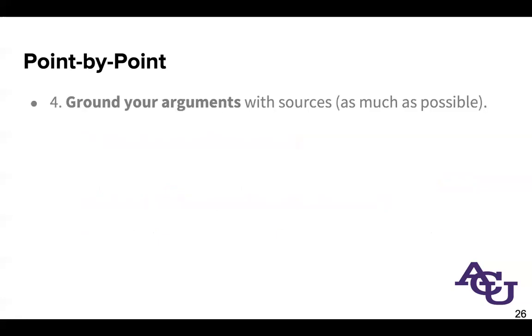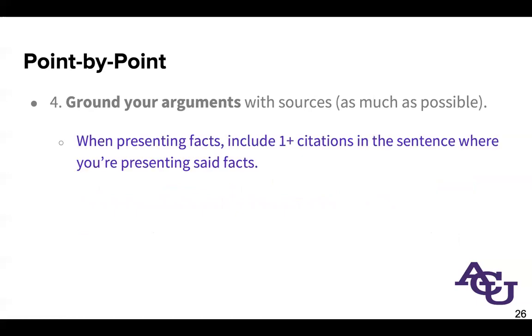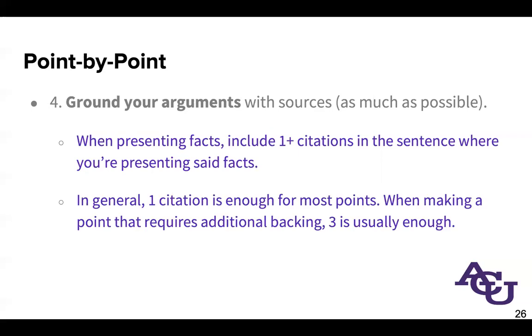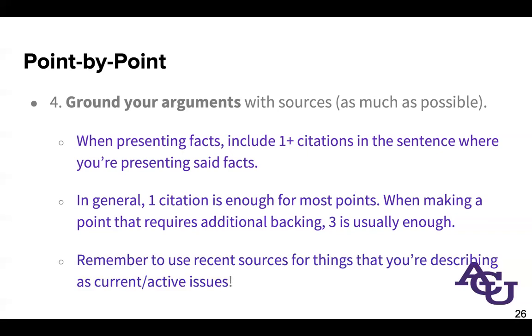All right, grounding your arguments with sources. So when you're presenting facts, you want to include one or more citations in the sentence where you're presenting those facts. Usually one is enough, but if your claim is that several sources show this, or several studies have found that, it would generally help your argument to show that there are, in fact, several studies by including the citations for them. Now, in general, one citation is enough for most points, but like that example involving saying several studies show this or found this, if it's a claim that requires additional backing, usually you don't need more than 3. And do make sure, if you're describing something as being a current or active issue, that you're using recent sources for that.